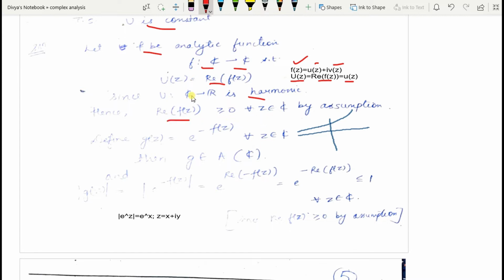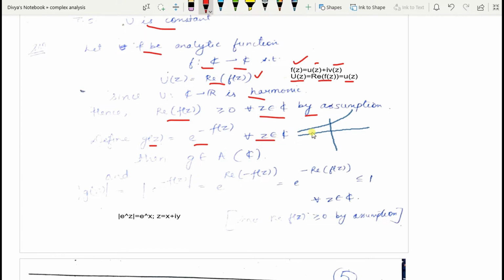Now since u is harmonic, real part of f(z) is also harmonic, right. Now also we are given that u(z) is greater than or equal to 0 in the hypothesis, right. So therefore real part of f(z) is greater than or equal to 0 for all z belonging to C by hypothesis assumption, right.